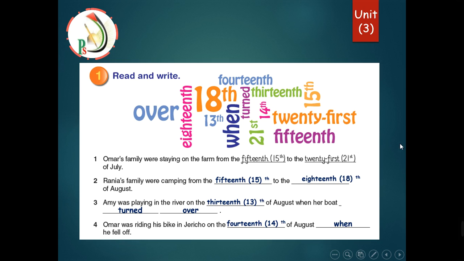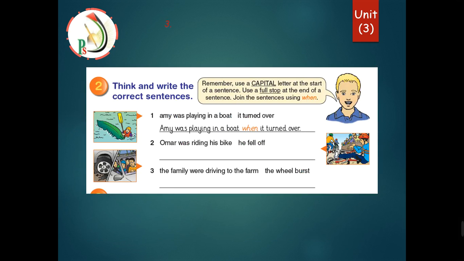This is the first activity. And now let's move to the second one. Think and write the correct sentences. Sorry, it's about writing. So in period 7 and 8, we usually talk about writing skills, practice writing. Remember what Ben said. Remember, use a capital letter at the start of a sentence, use a full stop at the end of a sentence, and join the sentence using when. We will join between two sentences using when. This is the new thing that we will do in this unit.